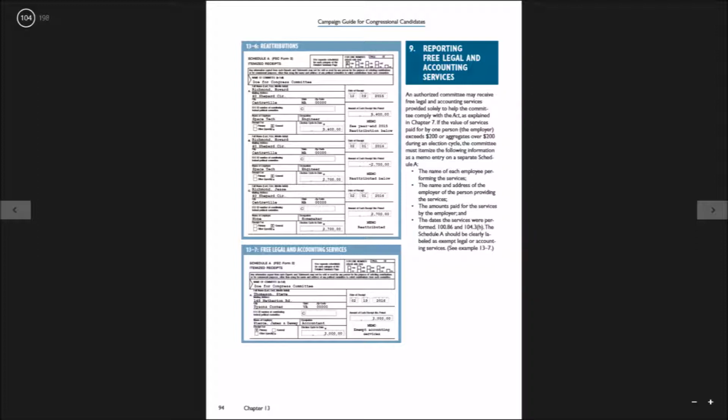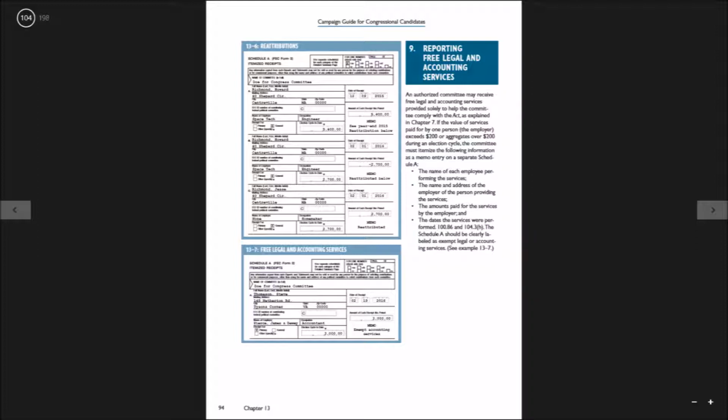Reporting free legal and accounting services. An authorized committee may receive free legal and accounting services, provided solely to help the committee comply with the Act, as explained in Chapter 7. If the value of services paid by one person, the employer, exceeds $200 or aggregates over $200 during an election cycle, the committee must itemize the following information as a memo entry on a separate Schedule A.